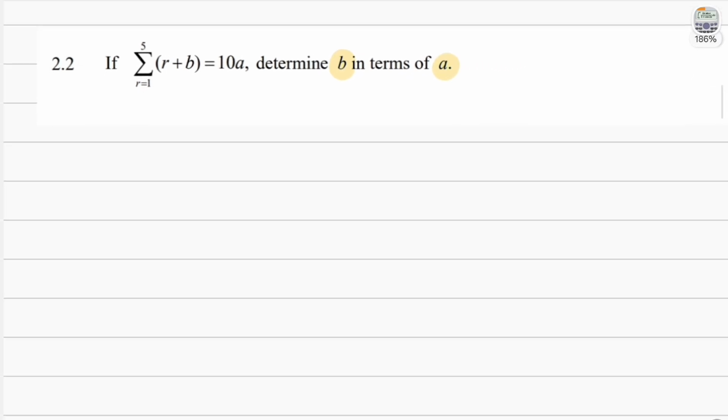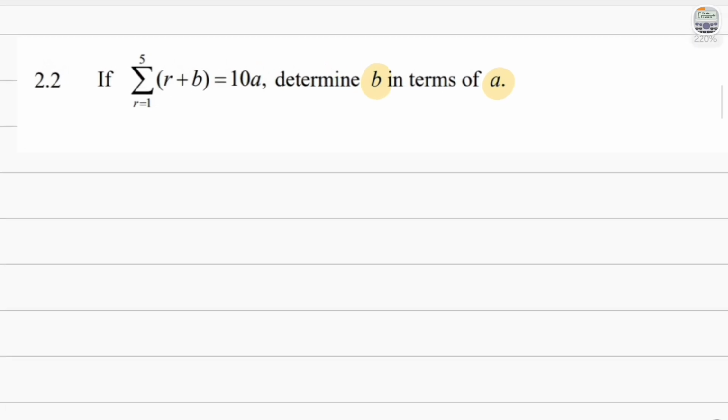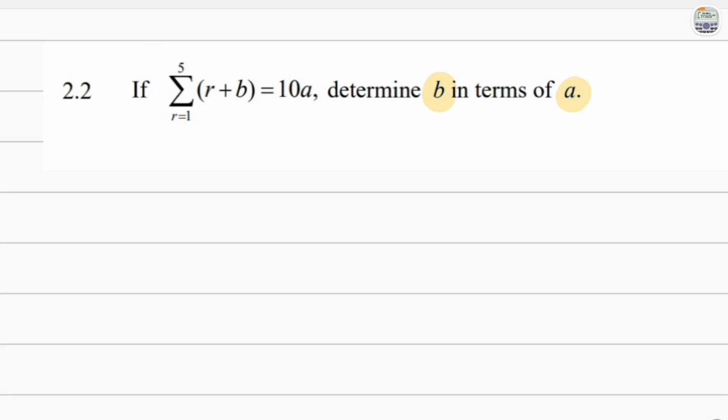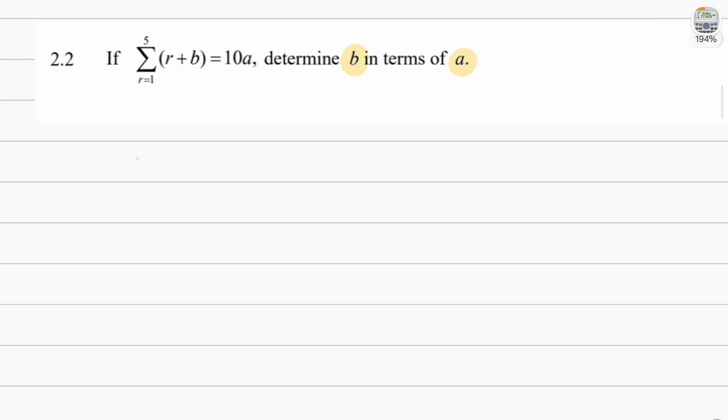Okay, so let's expand. Now, honestly, with expanding, I just need two things from this. This is an arithmetic pattern, okay, because you're just saying r plus b. Say when r is equal to 1, that's 1 plus b. When r is equal to 2, that's 2 plus b. So it's arithmetic. We just keep adding by 1. Okay, so we add 1 to the previous term.